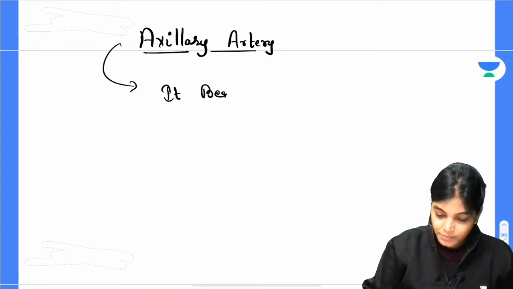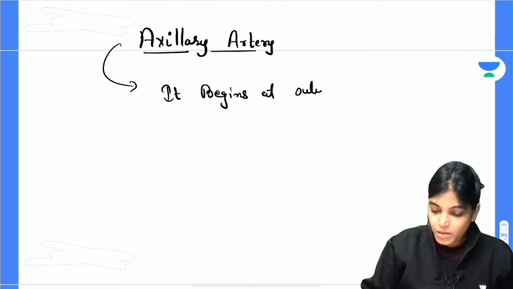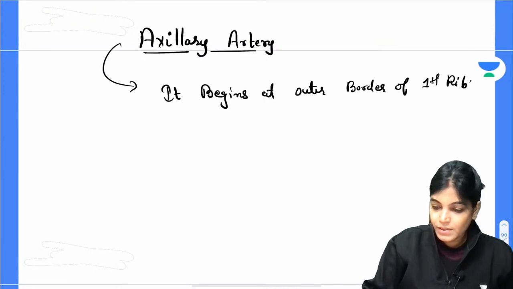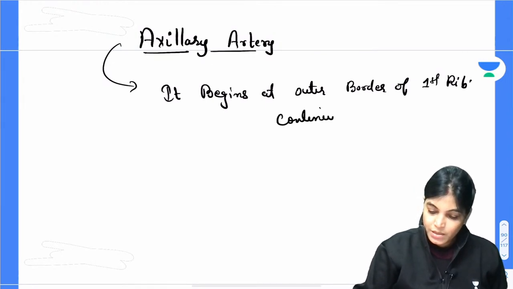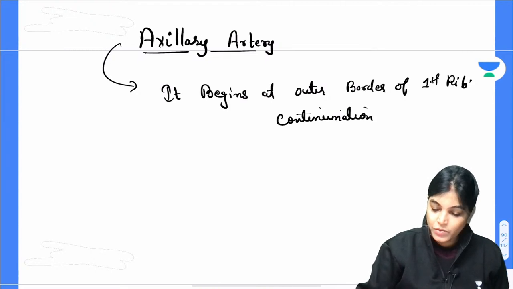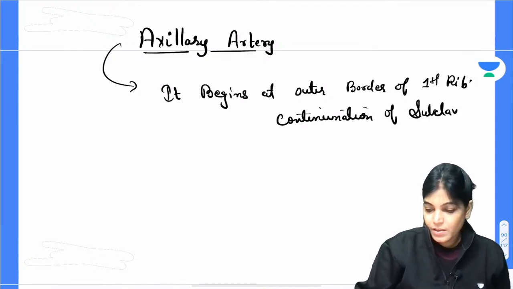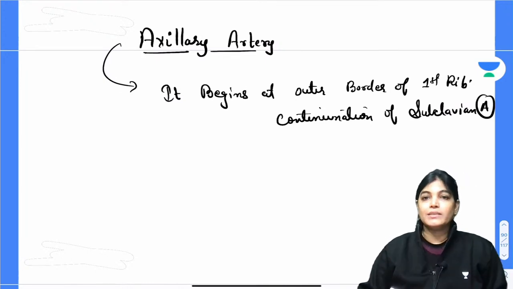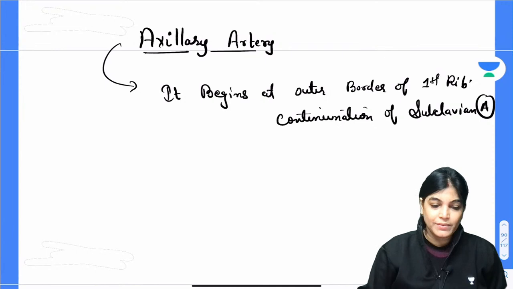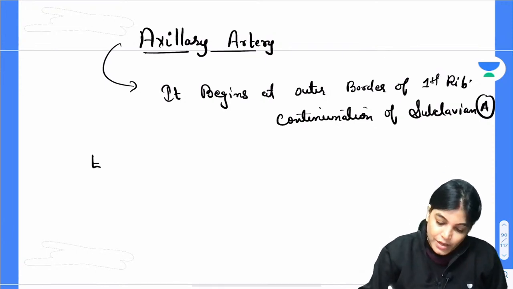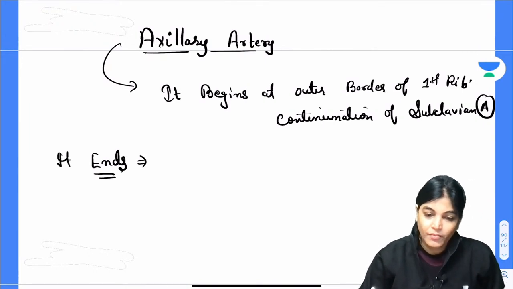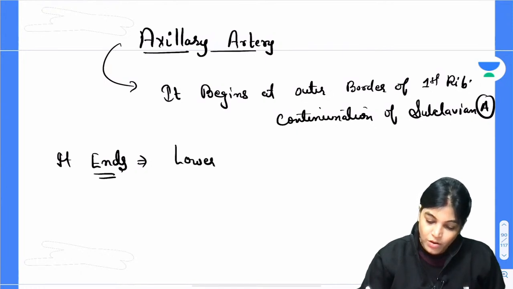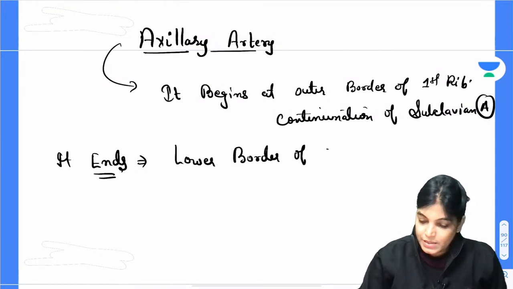It begins at the outer border of the first rib, as a continuation of the subclavian artery. And where does the axillary artery end? It ends at the lower border of teres major muscle.